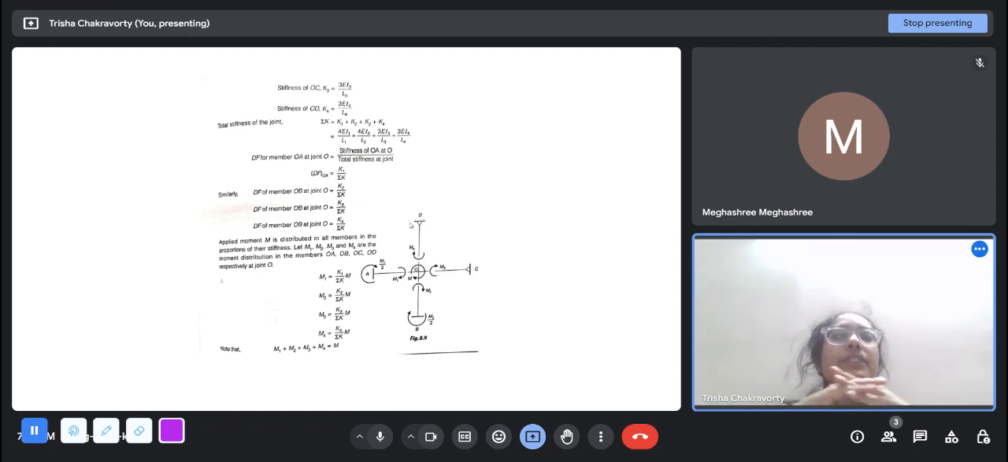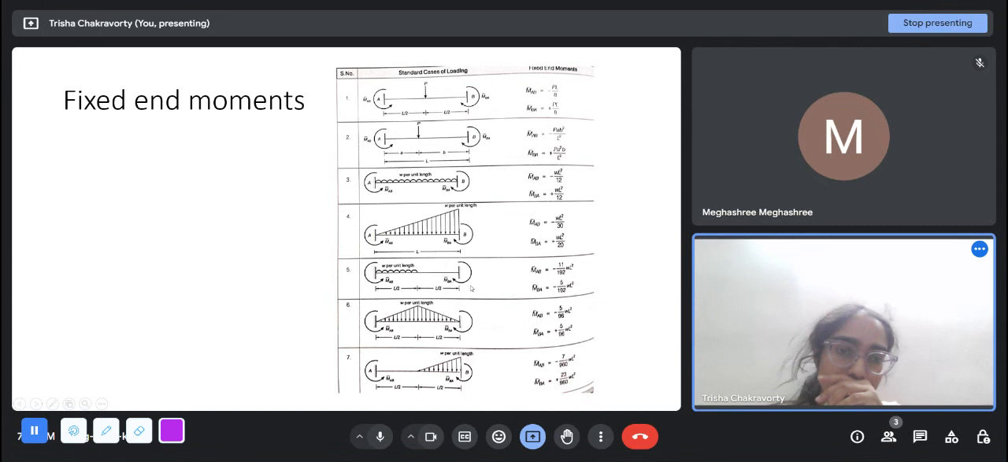If there are fixed ends this side, that side, however many fixed ends there are, that many carryover moments we will get, and the hinged ones will have no moment. Now these are some fixed end moments that we can remember. For example, for a fixed beam, if you apply a midpoint load P, then MAB and M bar BA will be PL by 8, PL by 8.